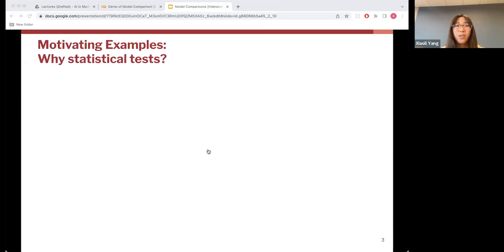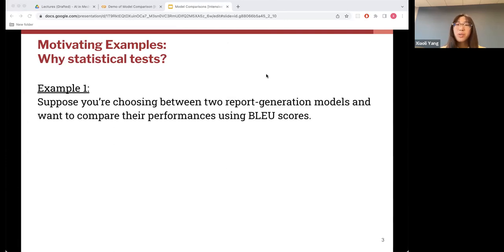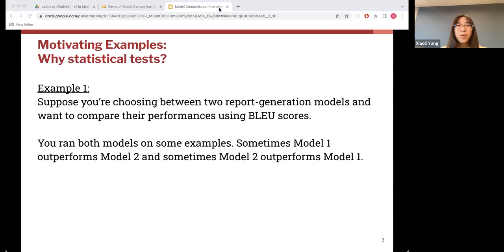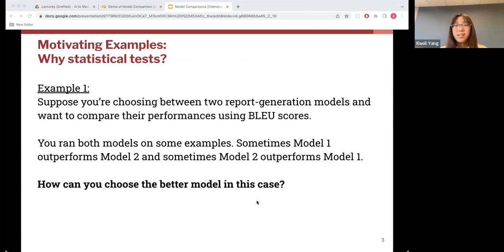So here are the learning outcomes, and we will start our lecture with several motivating examples so that you have some concrete ideas of what kind of problem we're talking about in this lecture. So example one, suppose that you're choosing between two report generation models, and you want to compare the performances using BLEU scores. And you run both models on some examples. So here the question arises. Sometimes model 1 outperforms model 2, and sometimes model 2 outperforms model 1. Then how can you choose the better model in this case?